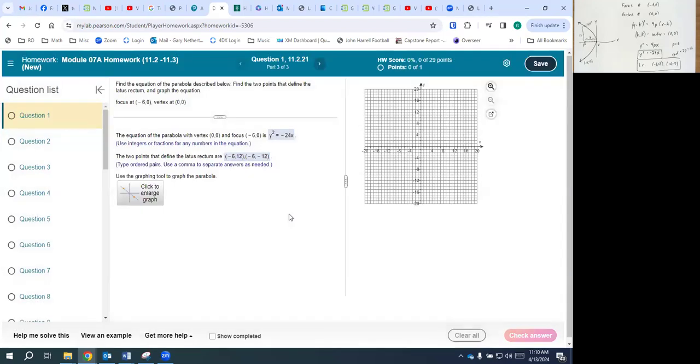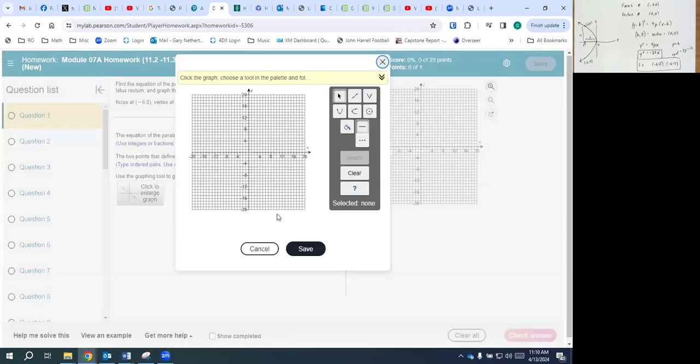Now it's going to ask me to plot this. So what I'm going to do is click here. It says to enlarge the graph. So you notice here, first thing you have to do is choose up here to the right what kind of graph you're creating. We are doing a parabola, and you notice this is the parabola choice. And for either left or right, you have to choose this one. So since we have a left parabola, I'm going to choose this.